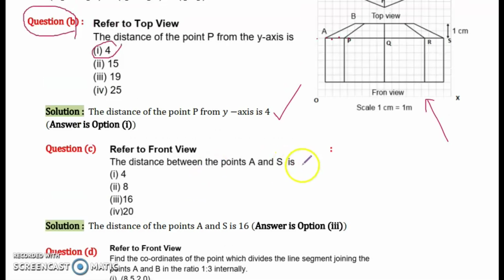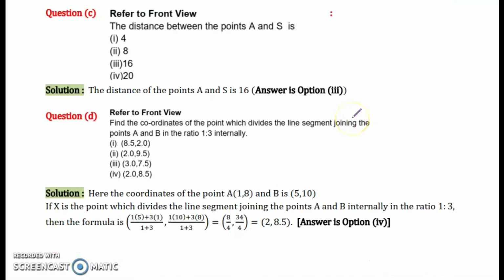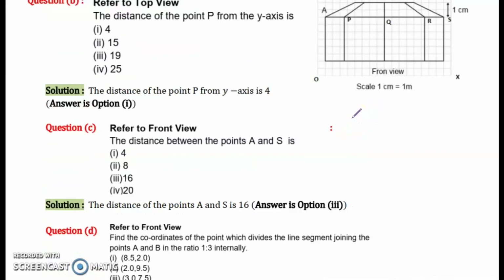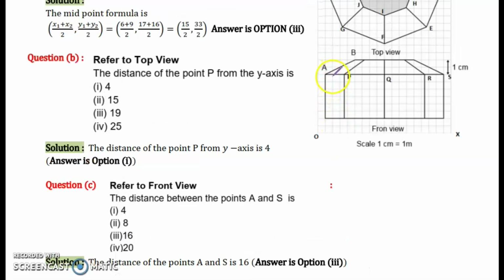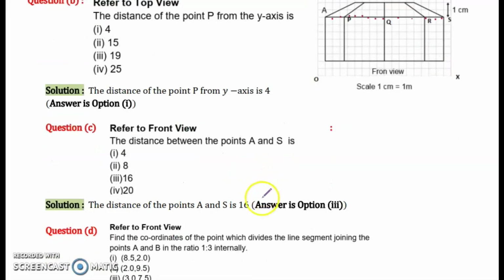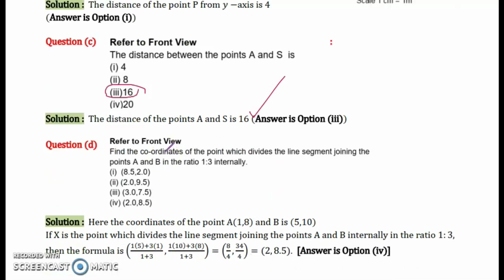Find the distance between the points capital A and capital S. That means we want to find the distance between the points A and S. Come on, see here. It is very simple. From A, this is 1, 2, 3, 4, 5, 6, 7, 8, 9, 10, 11, 12, 13, 14, then this is 15, next it is 16. Therefore, what is the distance? It is 16. So option 3 is our correct answer. Then, what is the next question asked?